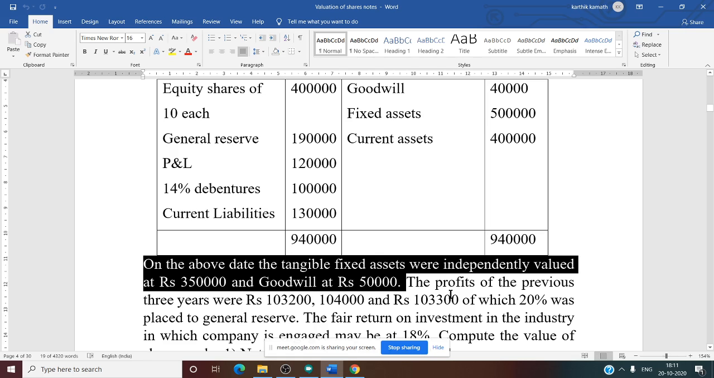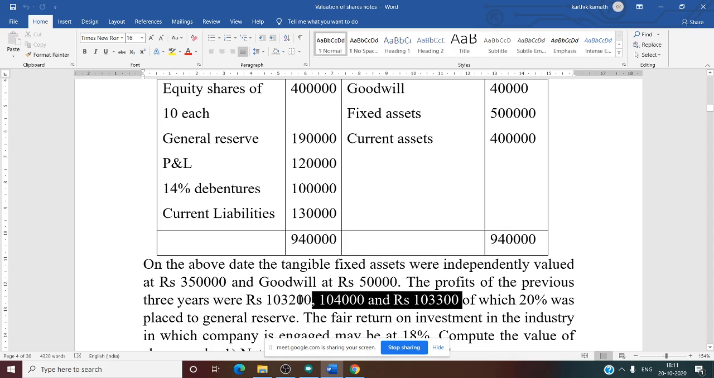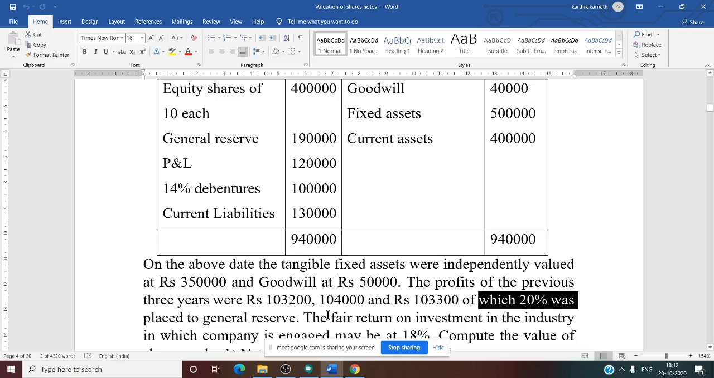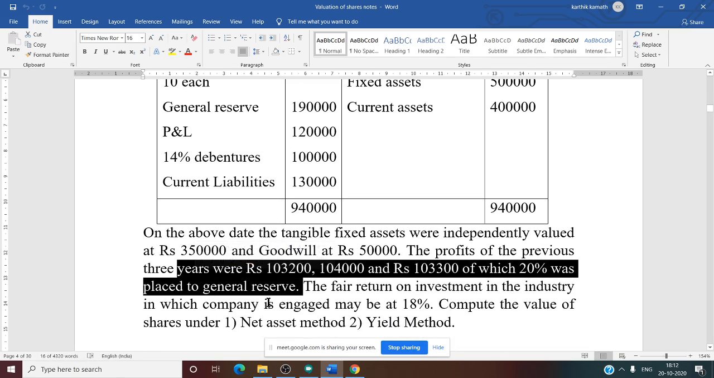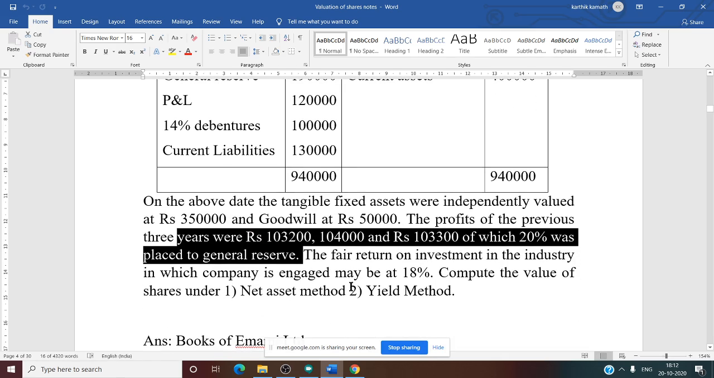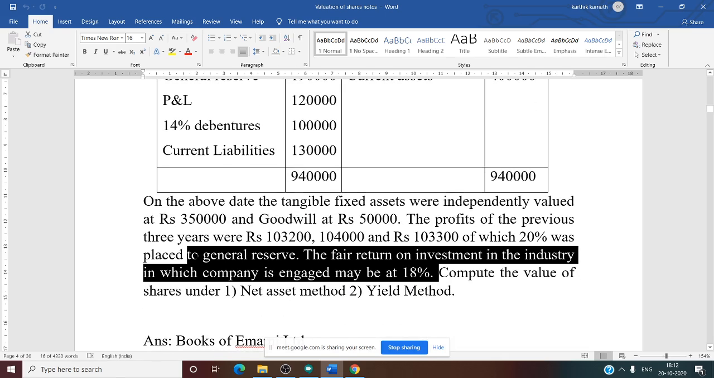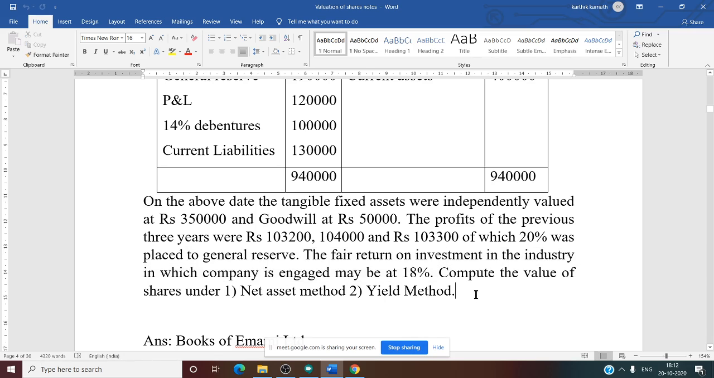Then profit for the previous 3 years is given. This information is useful while doing the yield method. Yield method or market value method is the second method. For that purpose, profit for the previous years is given. Why is this given? Because we can calculate AAP, average annual profit. Then 20% was placed to reserve. After AAP, you need to deduct 20%. Then you will get profit available to all shareholders. Then this is the normal rate of return. Fair rate of return is nothing but normal rate of return. NRR is given in the question. So you are required to compute the value of share under the first two methods.